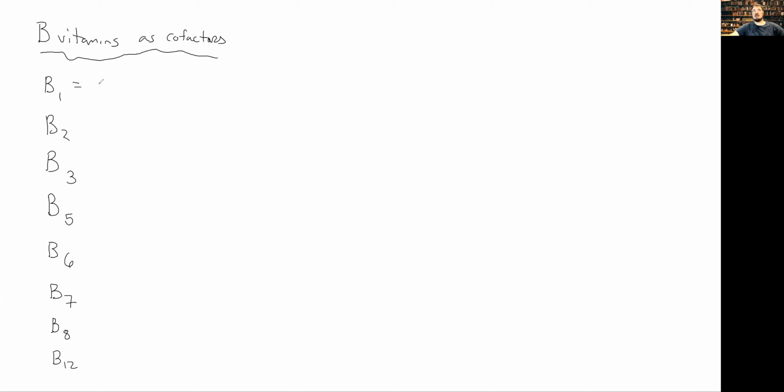So vitamin B1 is thiamine. Thiamine is a molecule that is involved with TPP. And we've talked about what TPP is used for: alpha decarboxylations or alpha carbon-carbon cleavages, like in transketolase, or pyruvate decarboxylase in yeast. So thiamine is used for that.